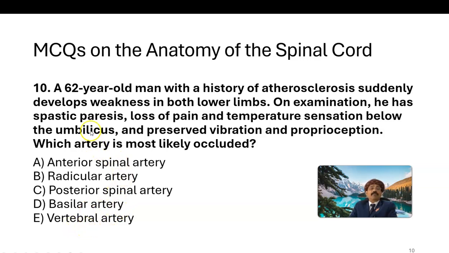We have the findings: spastic paresis, loss of pain and temperature, so the corticospinal tract and spinothalamic tract are affected. Our answer should be anterior spinal artery, because we have preserved vibration and proprioception, so the posterior column is not lost. So the answer should be anterior spinal artery. A is the answer.